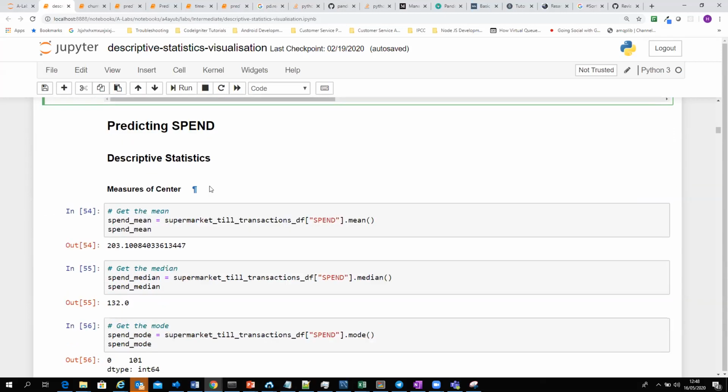So we've not started doing prediction yet. We did predictions in the first class, beginner. So these ones I'll just skim through. The objective of this one is just to check out the descriptive statistics.